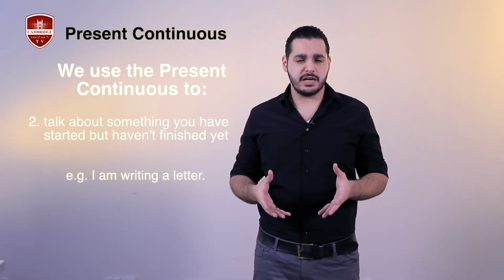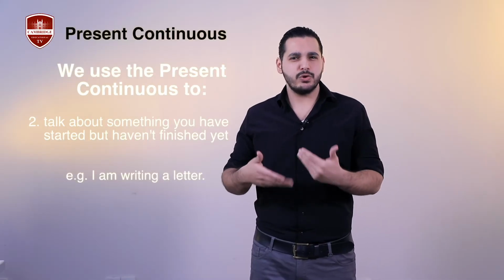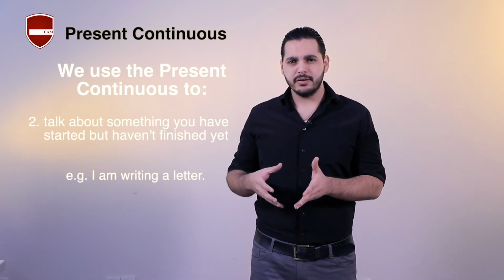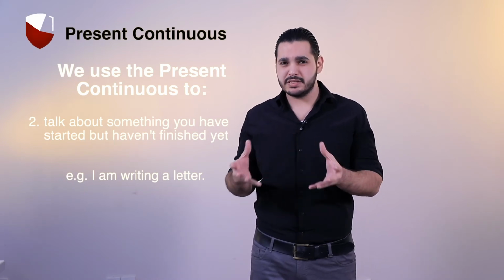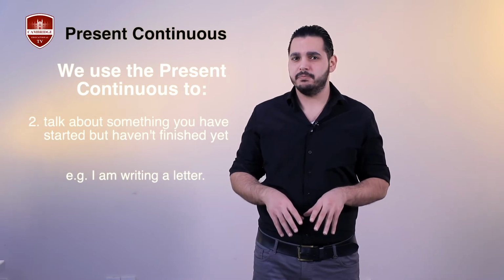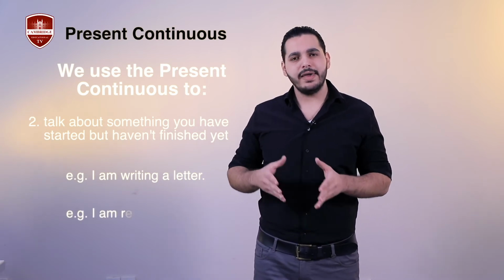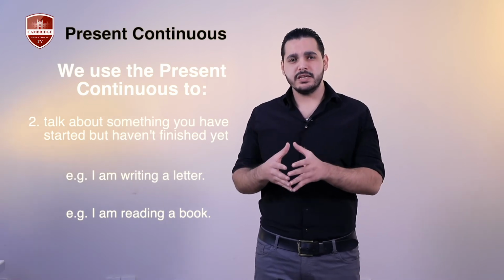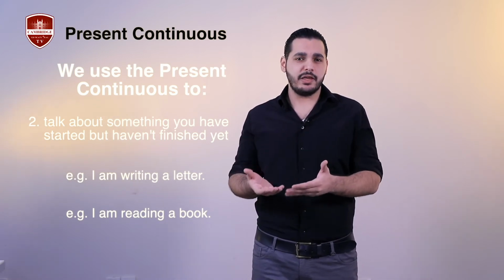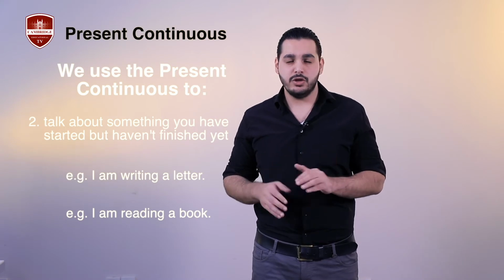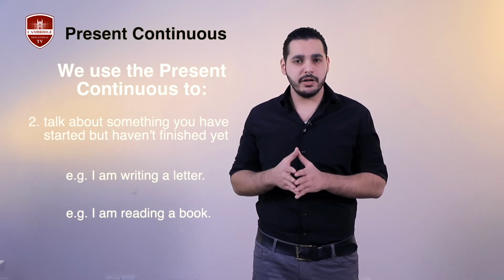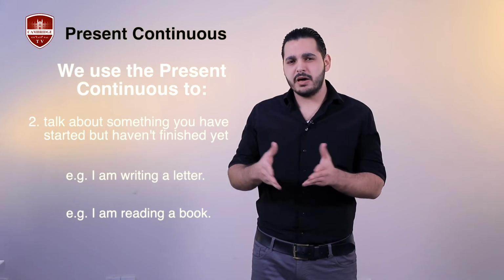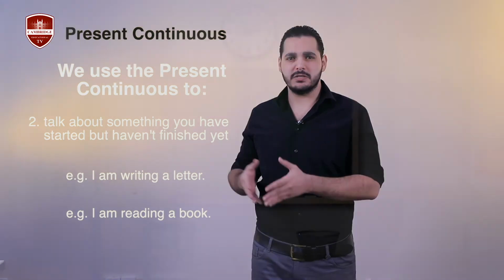In some cases, however, we do talk about something that we have started and haven't finished, but we're not doing this action at the moment of speaking. I'll give you an example. I am reading a book. The same sentence again. If you say such a sentence, that could mean that you have started reading a book, you haven't finished reading the book, but you're not reading the book right now at the moment of speaking. That means you read the book from time to time.